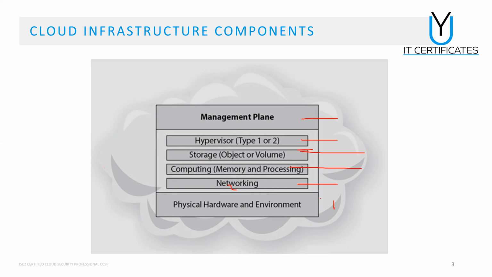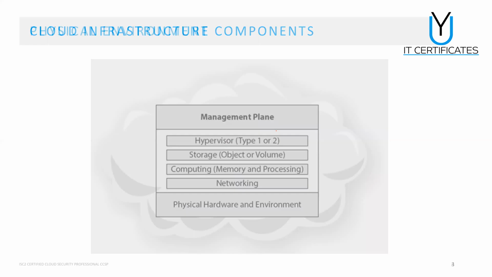Then, as a quick recap, we have the physical hardware and the environment. In other words, we can say the data center. Then we have the networking, and the computing for memory and processing, or you can say the servers and the storage, and the hypervisor, which represents the virtualization, and finally the management plane, which will manage all the service components, whether by the cloud service provider or the cloud service customer.